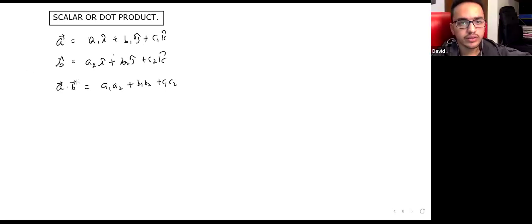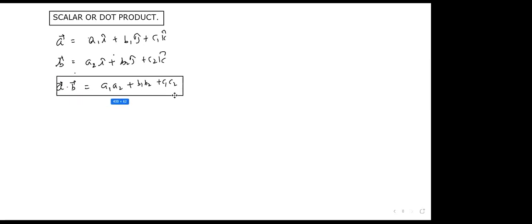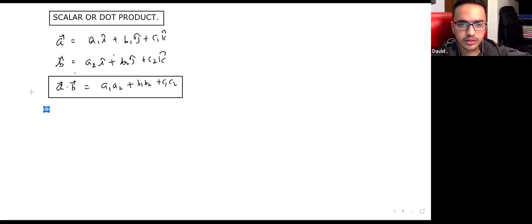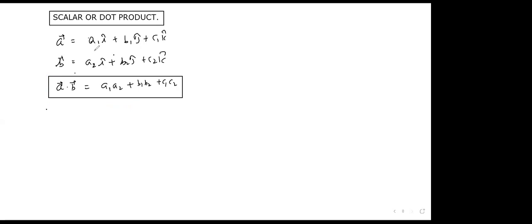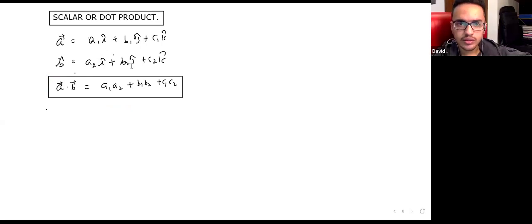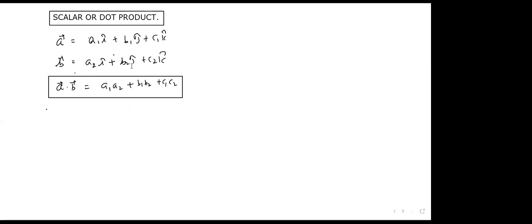How does it happen? Let me help you understand. If you multiply them, then you get A1 A2 i dot i, B1 B2 j dot j, and C1 C2 k dot k. But at the same time, you will have A1 B2 i dot j, A2 B1 i dot j, and A2 C1 and A1 C2 as well, i dot k and k dot i. But all those terms become 0.